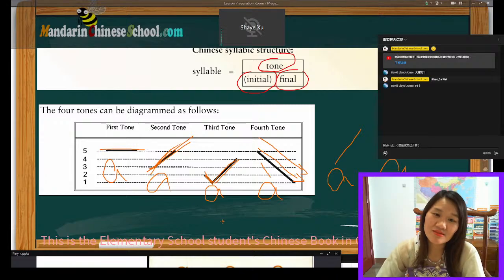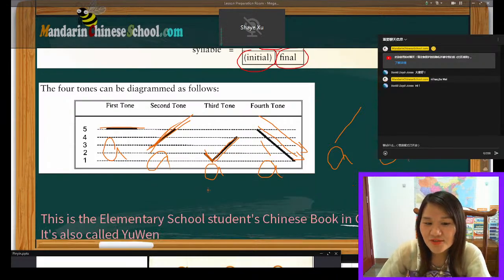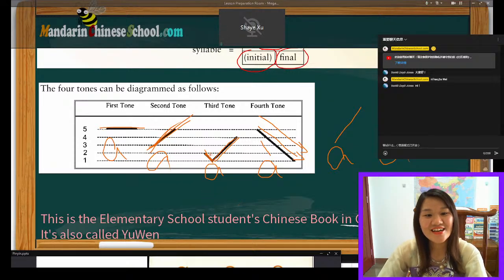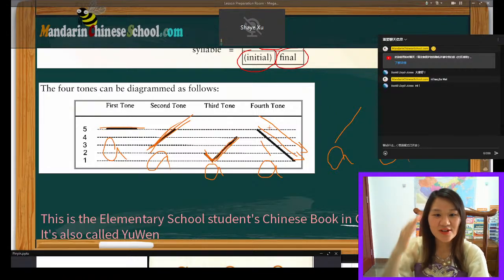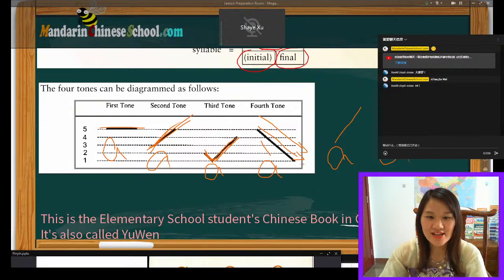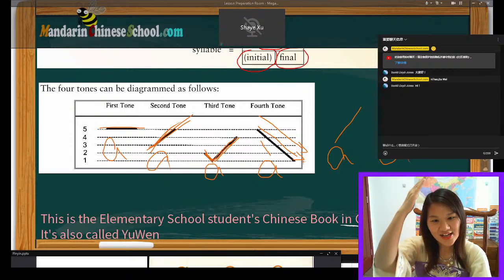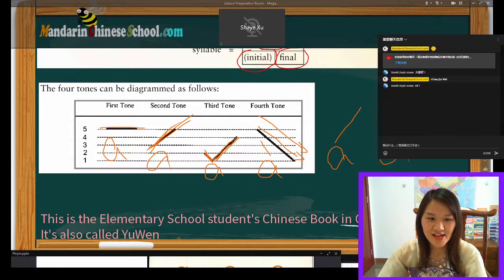The third tone sounds like 2 syllables. It sounds similar to saying, really? And the fourth tone, straight falling tone. It's ah, ah, ah.